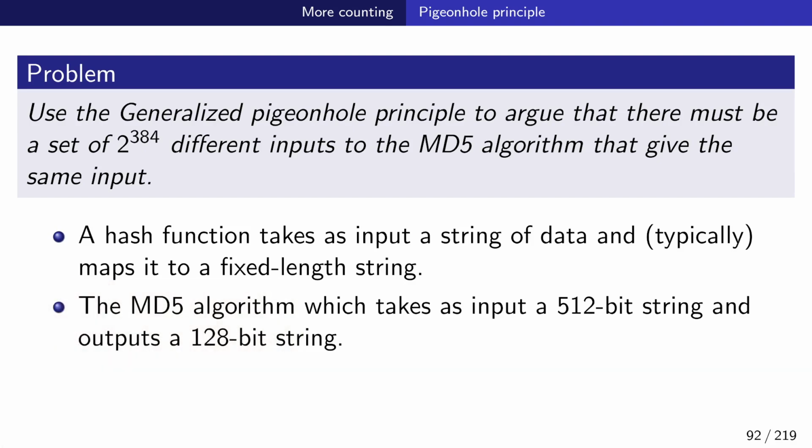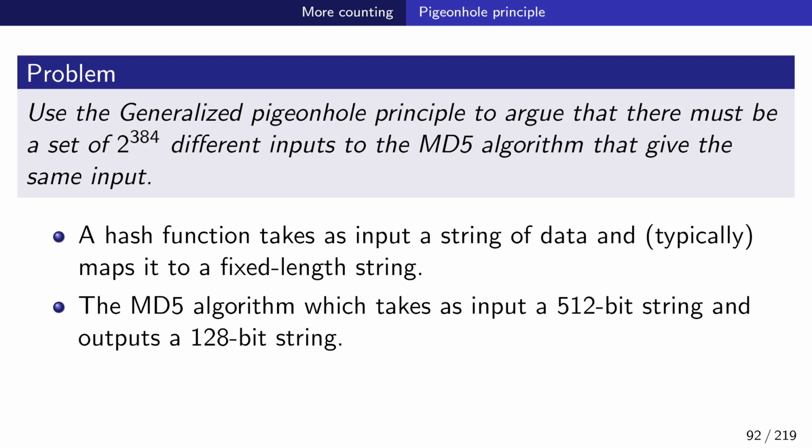So let's look at this. We're going to use the generalized pigeonhole principle to argue that there must be a set of 2 to the 384 different inputs to the MD5 algorithm that give the same, sorry, this last word should be output. That's on me. There's going to be a few of those as time goes on. It's going to go more and more off the rails. Okay, we're about 15% of the way in. 15, maybe 17, we'll see how this goes.